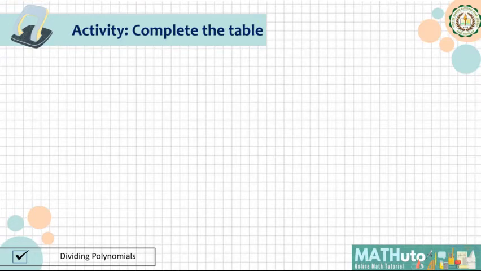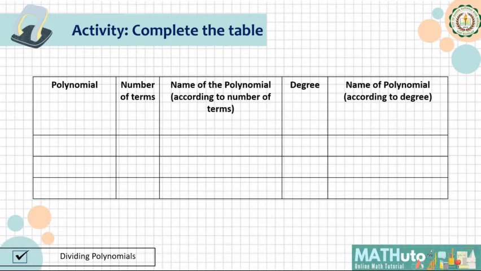With that, let us have first an activity. Let us complete the table. Given the polynomial, you have to identify the number of terms, the name of the polynomial according to the number of terms, its degree, and the name of the polynomial according to degree. Number 1, x squared plus 2x plus 1. In this polynomial, there are three terms. We have x squared, 2x, and 1.